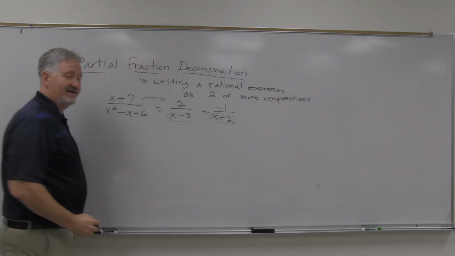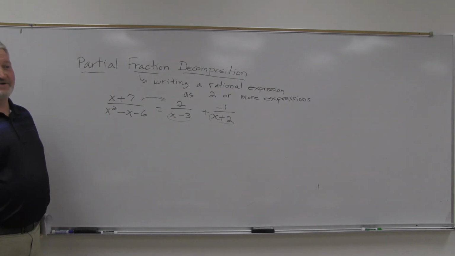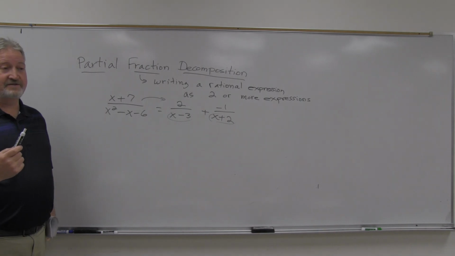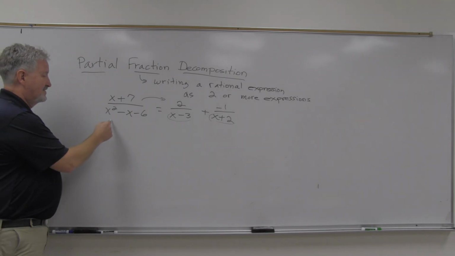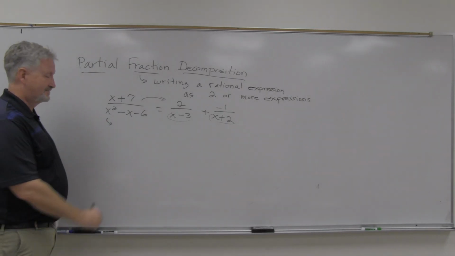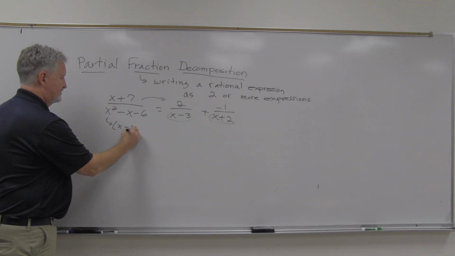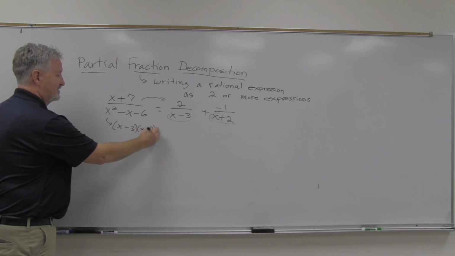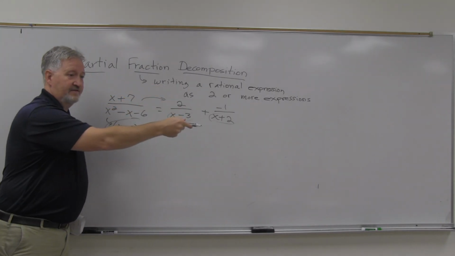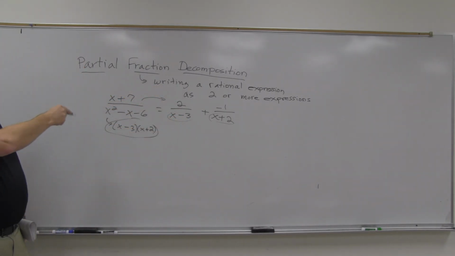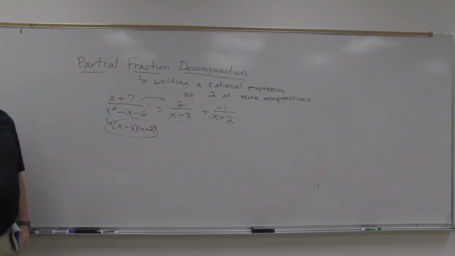Now, anybody hazard a guess where those came from? The x minus 3 denominator and x plus 2 denominator. Well, take a look at this. How does that factor? It's x minus 3, x plus 2. Yeah, so the denominators of the partial fractions come from the denominator factors that you start with. So that's the first thing to note.